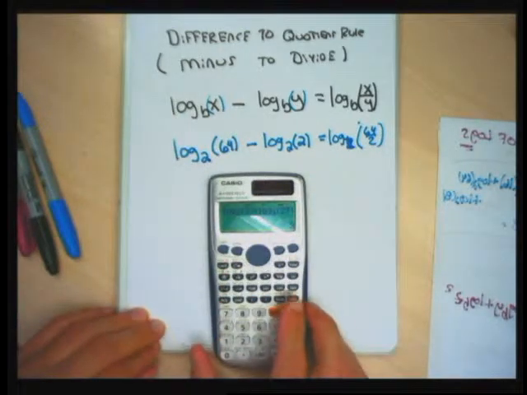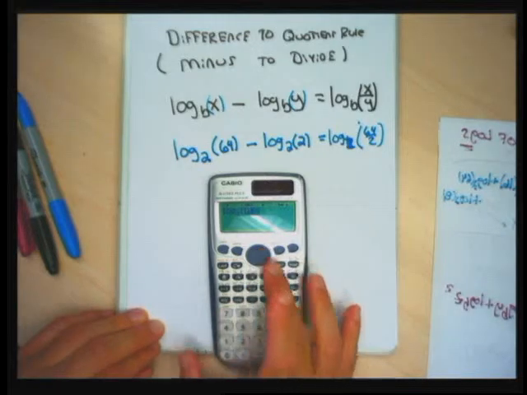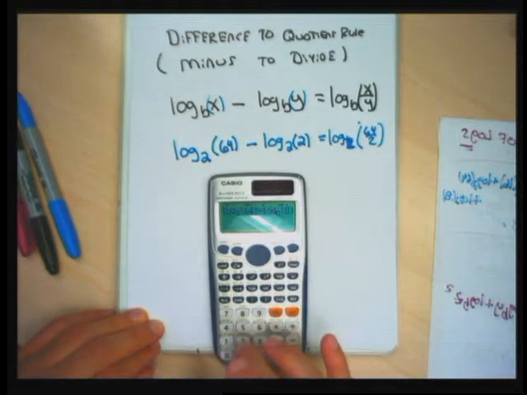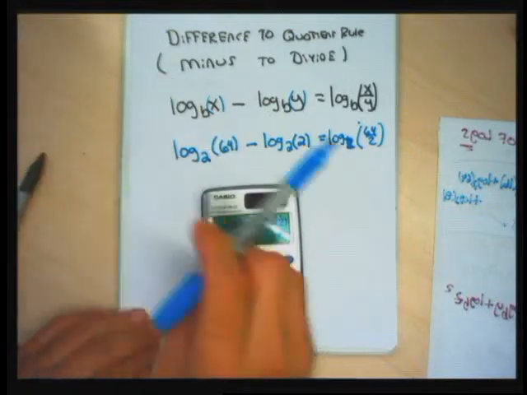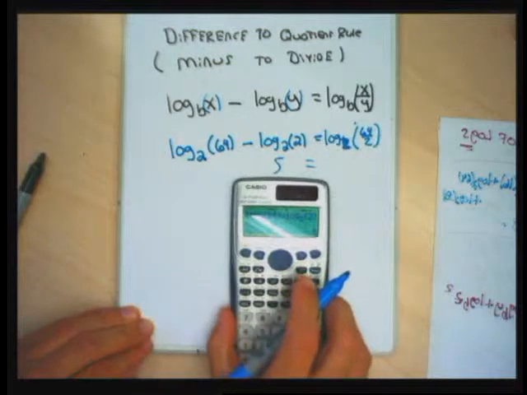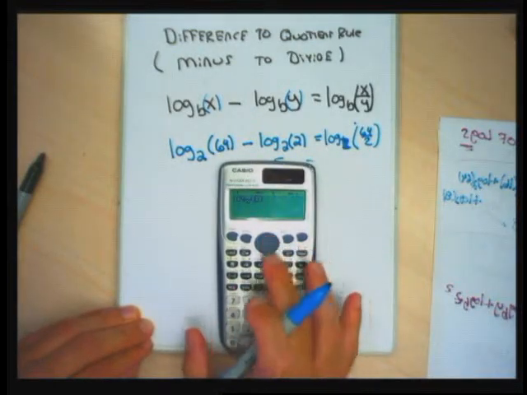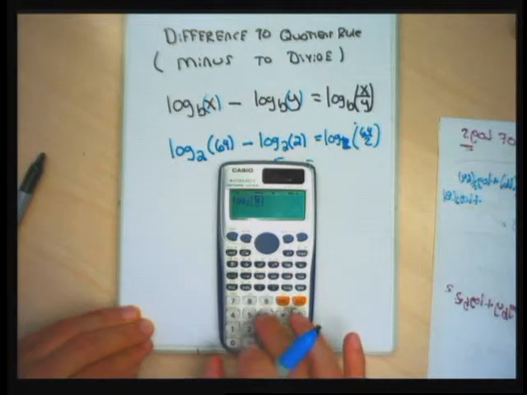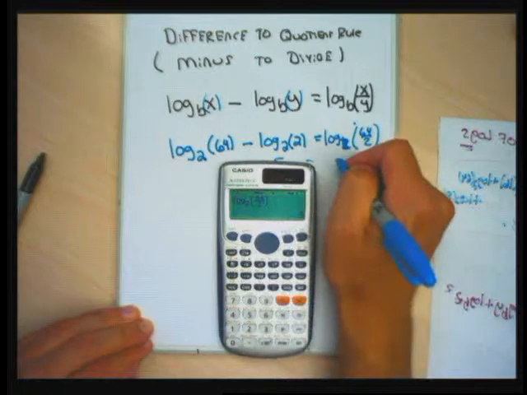So let me do the left side. Log base 2 of 64 minus log base 2 of 2. The left side equals 5. You can even see that. And I'll show you that the right side also works. On the right side, if I do the log base 2 of the fraction 64 over 2, I get 5 as well.